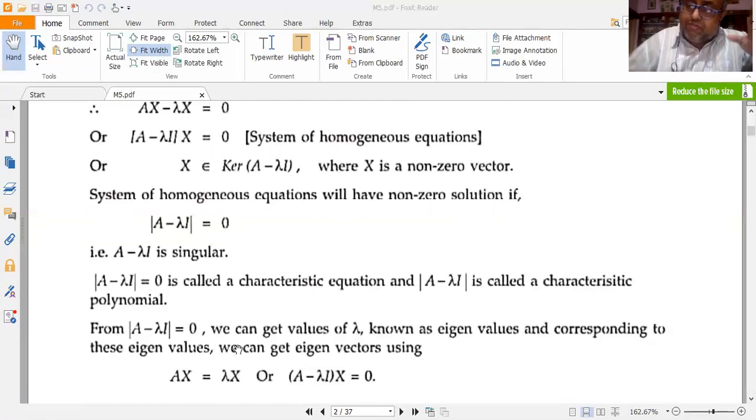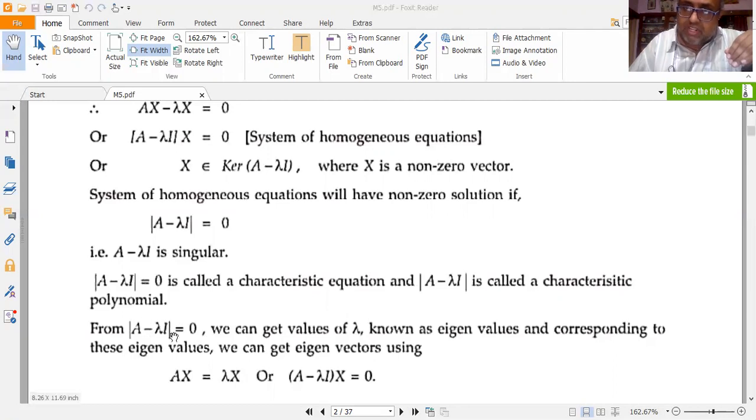The roots in terms of lambda. The roots of the characteristic equation are called the eigenvalues or the characteristic values. Let me repeat. The roots of the characteristic equation, determinant of A minus lambda I equal to 0, are called the eigenvalues.